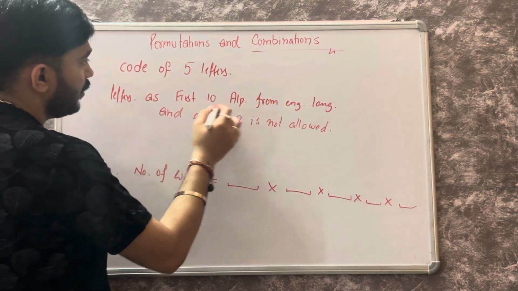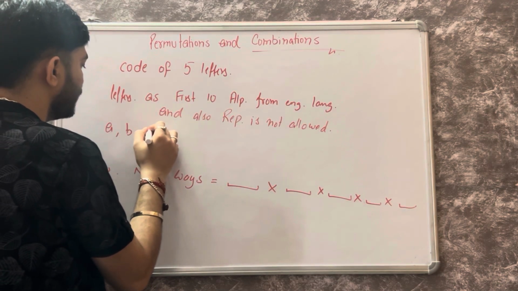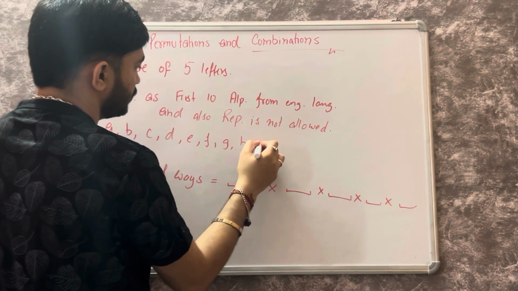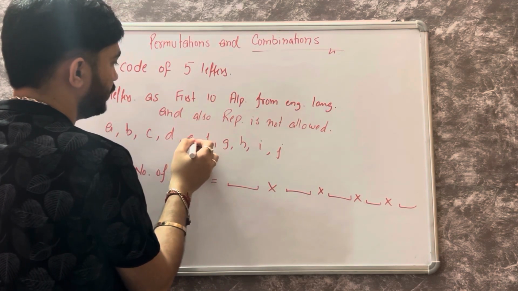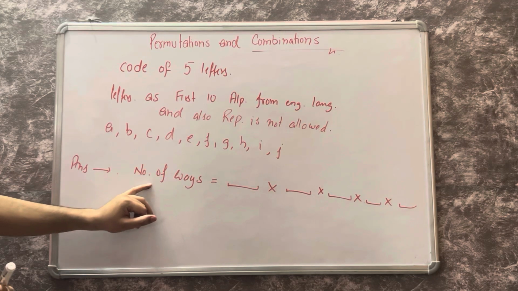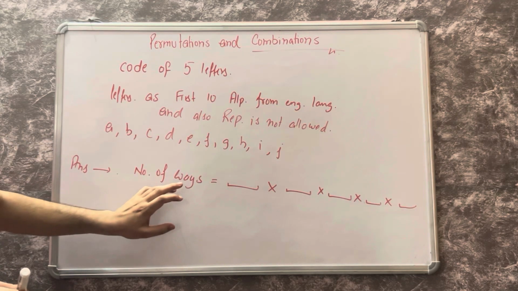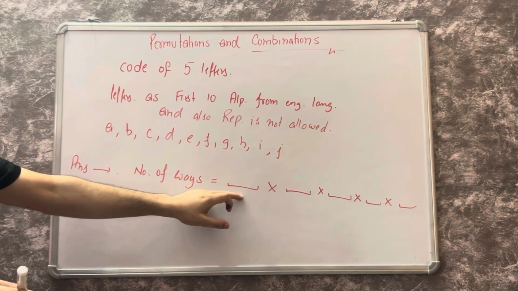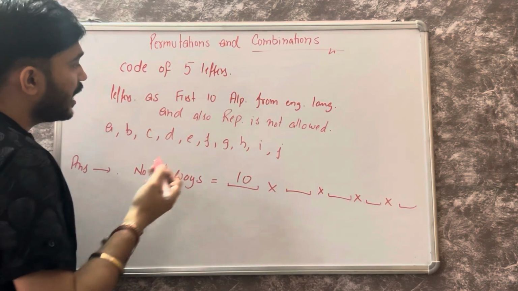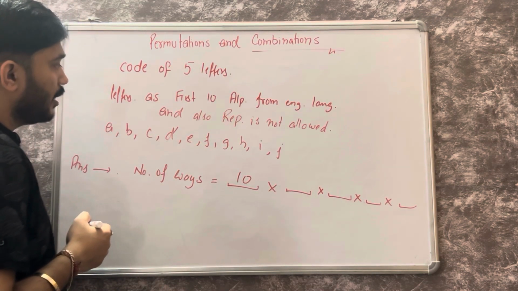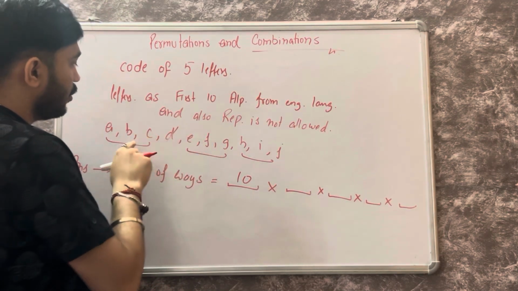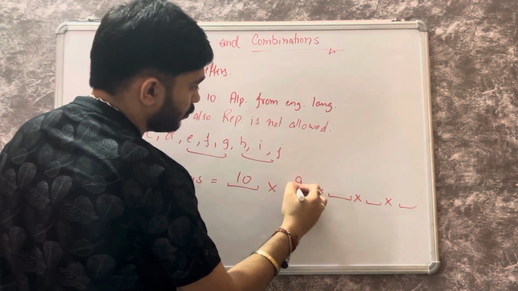So you have 10 alphabets. The starting 10 alphabets of the English language are these. So since the repetition is not allowed, how many alphabets can you place on the first spot? That is 10, because you have the choice to select any alphabet from these 10 alphabets. Let us say you select the alphabet D. Now you are being left with 9 alphabets and you can place any one of the 9 alphabets in this. So you are going to write 9 here.